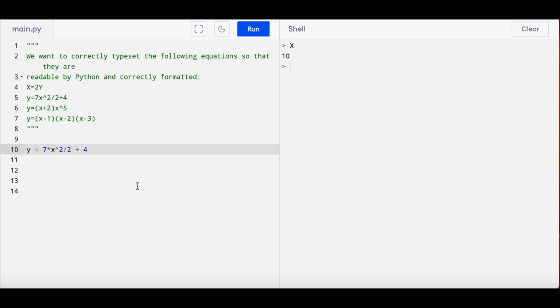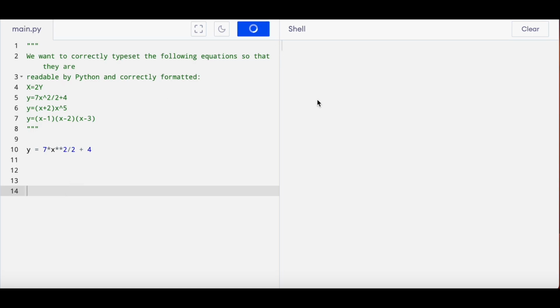7x won't be read by Python. We have to do 7 times x. And then also Python doesn't recognize exponents with this symbol, the up arrow or the caret. It does exponents with a double star. So x star star 2 means x squared. So I had to replace that symbol with 2 stars in order to make Python read this.